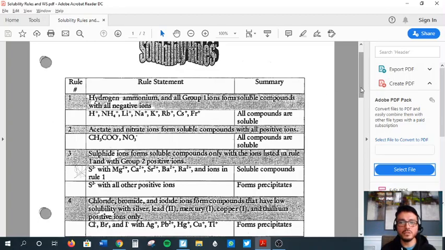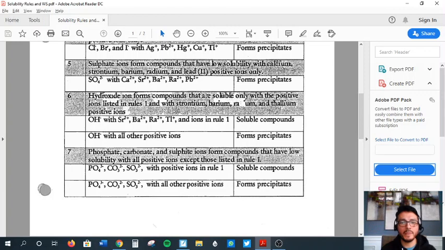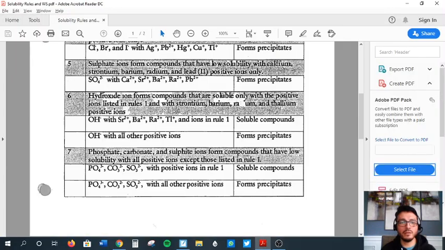Right, so far it looks like iron is not soluble, but let's continue reading rule 6 because there was more to it. With positive ions listed in rule 1, and with strontium, barium, radium, and thallium, positive ions only. So iron is not among this list, not among the soluble list. That means if hydroxide combines with any other positive ions, it's going to form a precipitate. So that makes this a solid.